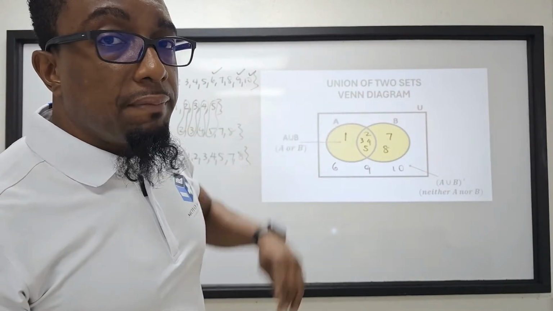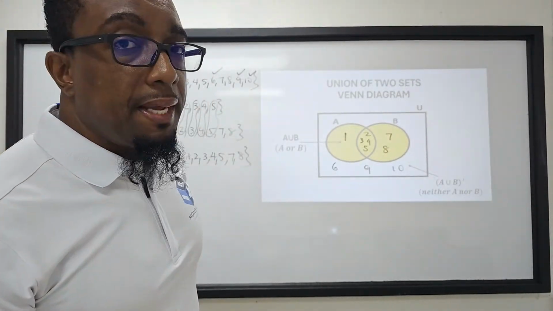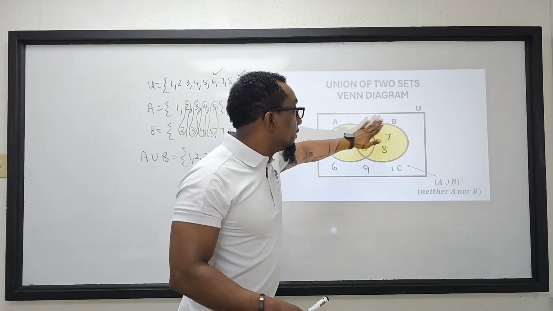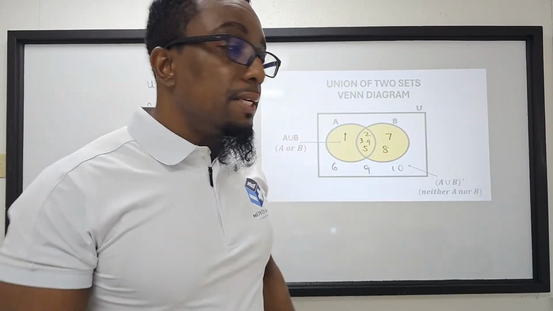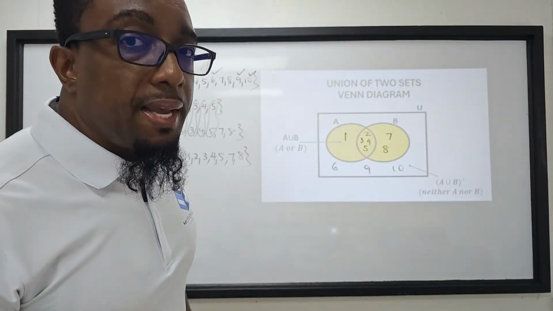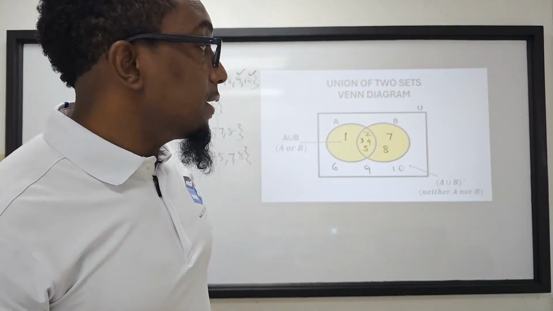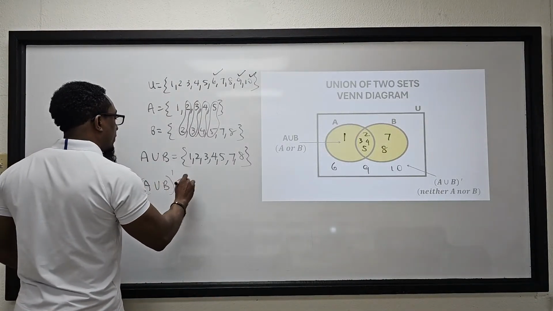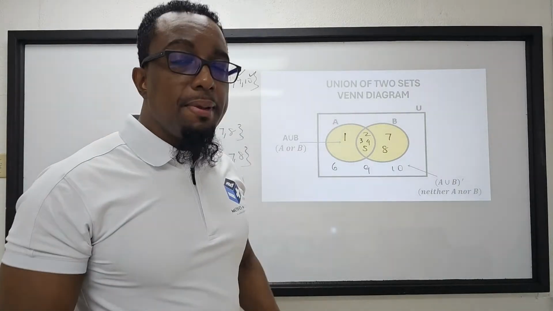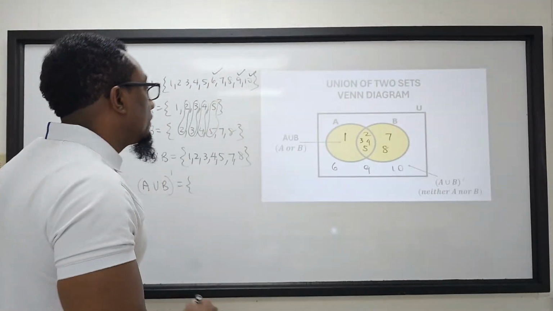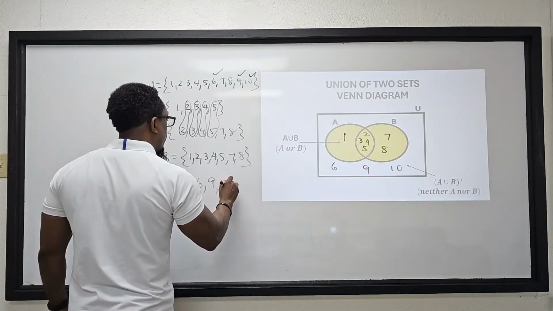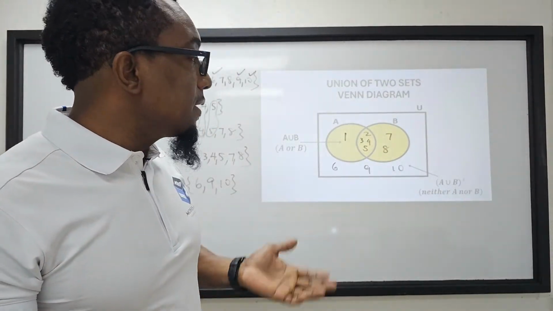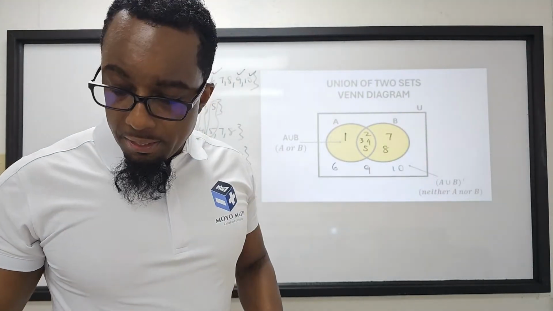But from the perspective of your Venn diagram, you see the elements are strategically placed, but 1, 2, 3, 4, 5, 7, and 8 will be the region. This entire region representing the union. And of course, if we have the complement of the union of A and B, the complement will be those elements that are outside of your circles, which are 6, 9, and 10. So making sure we understand when it comes to the union of two sets, what is meant by union.